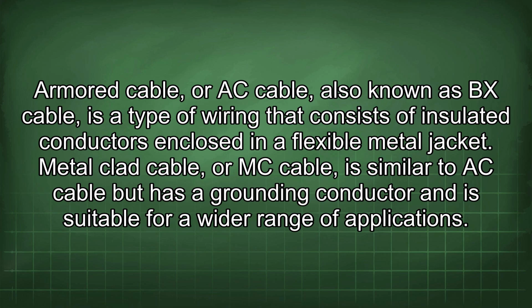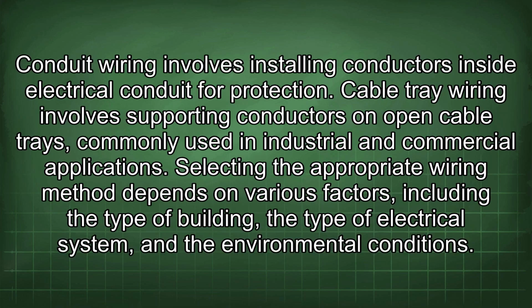Armored cable, or AC cable, also known as BX cable, is a type of wiring that consists of insulated conductors enclosed in a flexible metal jacket. Metal-clad cable, or MC cable, is similar to AC cable but has a grounding conductor and is suitable for a wider range of applications. Conduit wiring involves installing conductors inside electrical conduit for protection. Cable tray wiring involves supporting conductors on open cable trays commonly used in industrial and commercial applications.